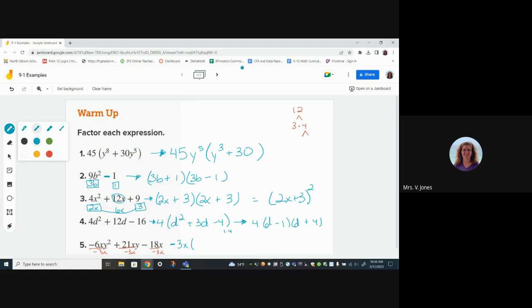So when we divide the first term by the negative 3x, we're going to get 2y squared. We divide the 21 by the negative 3x, you're going to get a negative 7y. And when you have the negative 18x and divide by negative 3x, we get a positive 6. And this one will factor farther. So we're going to still have our negative 3x, but then this will factor out farther. So let me go up here, find an empty spot, and let me go through factor by grouping with you.